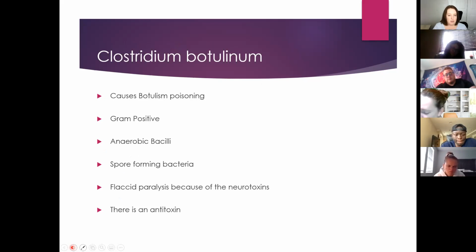So Clostridium botulinum, I'm not very good at saying that one, it causes botulism. And it's a poisoning, and it's typically a food poisoning. It's an anaerobic bacilli, so it only thrives with depleted oxygen sources. So when you think of botulism, think of a dented canned food.